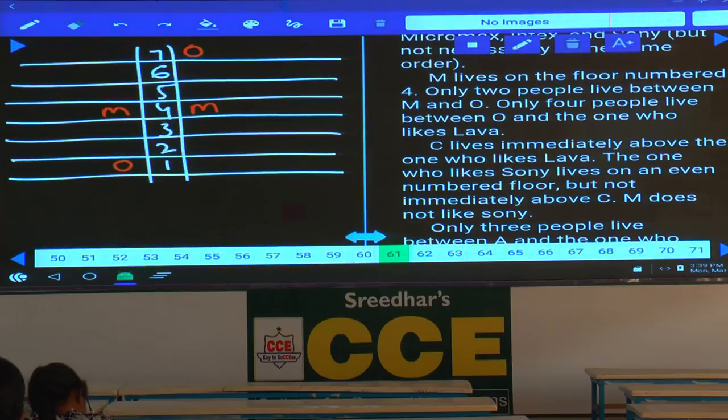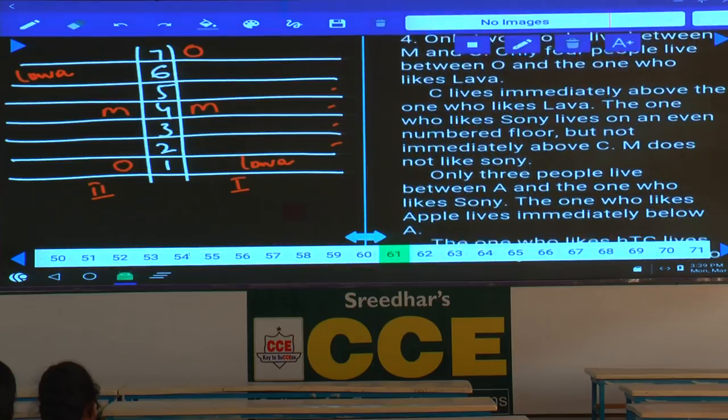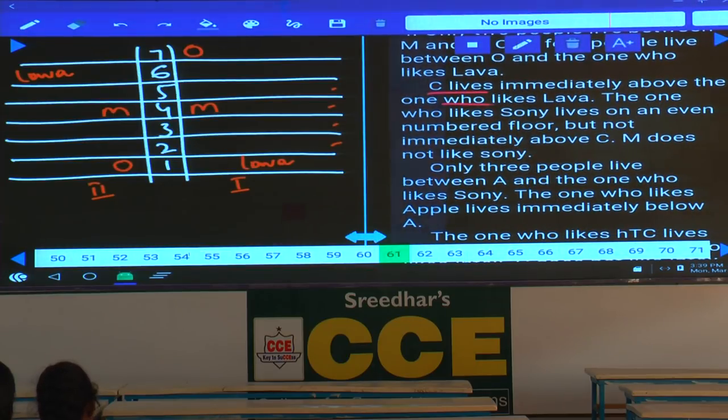Only 4 people between O and the one who likes Lava. Between O and the one who likes Lava, 1, 2, 3, 4. And the one who likes Lava must be on floor number 1 in the first case. And in the second case, between O and Lava, 1, 2, 3, 4. And the one who likes Lava must be on the 6th floor. Done with this? Only 4 people between O and the one who likes Lava. The next one. And C lives immediately above the one who likes Lava. In the first case, C must be on the second floor. And in the second case, C must be on the 7th floor.